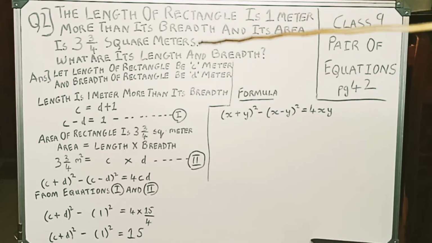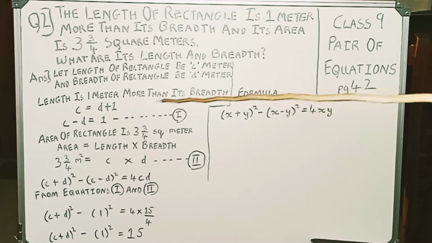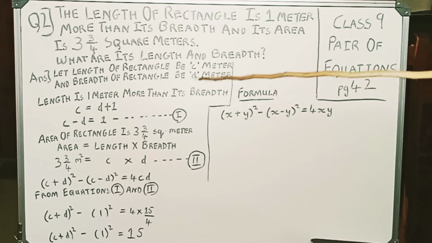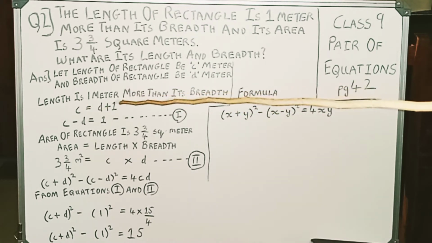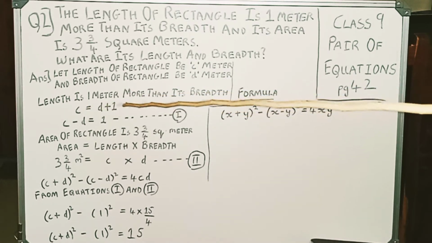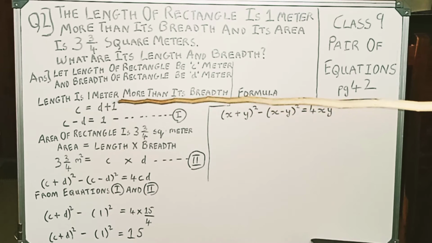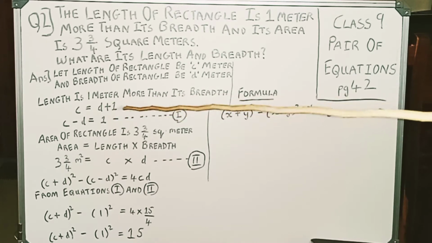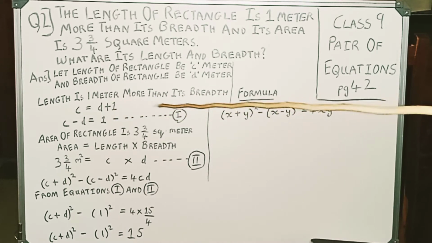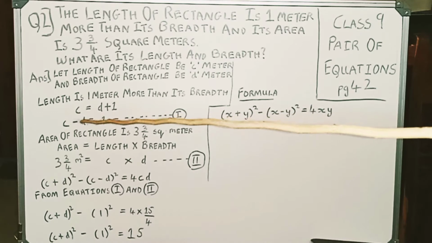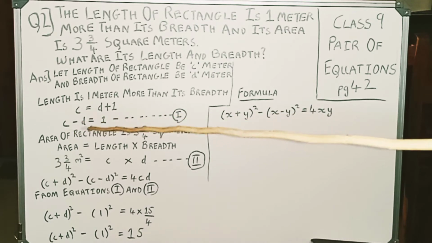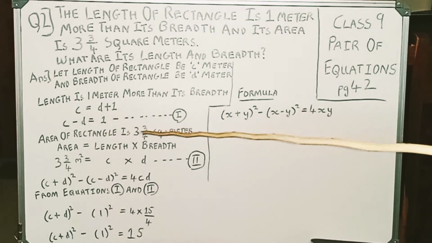Since the length is 1 meter more than the breadth, c is equal to d plus 1. When we take d to the opposite side of the equal sign, it becomes c minus d equal to 1. This is our equation number 1.